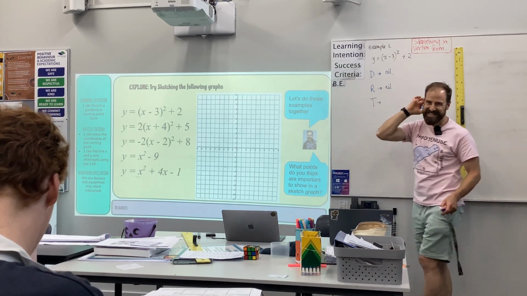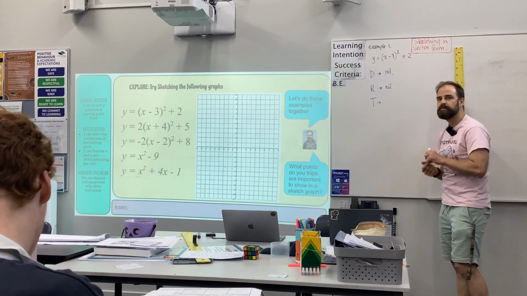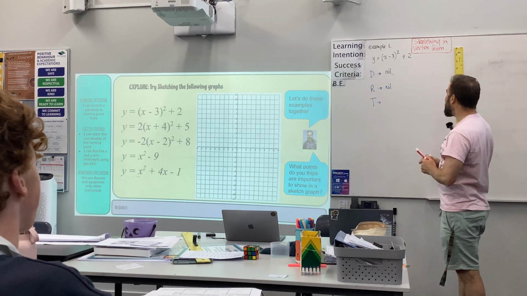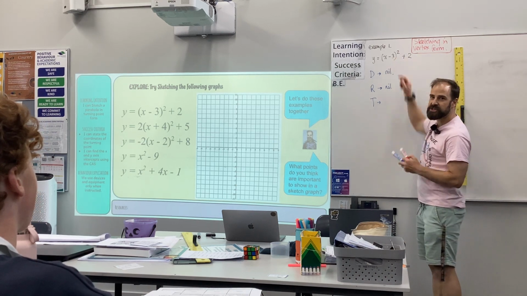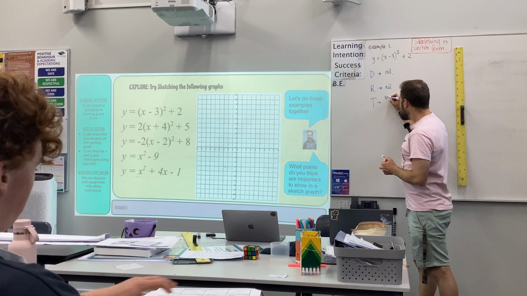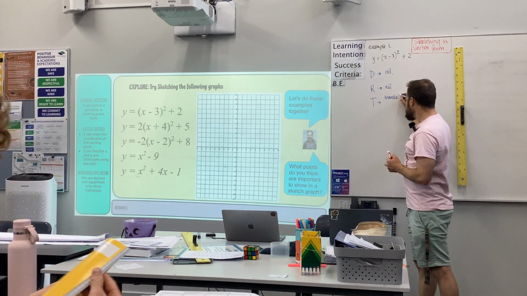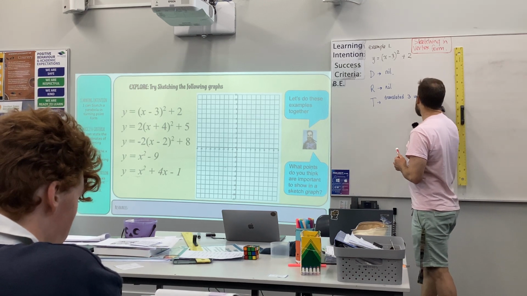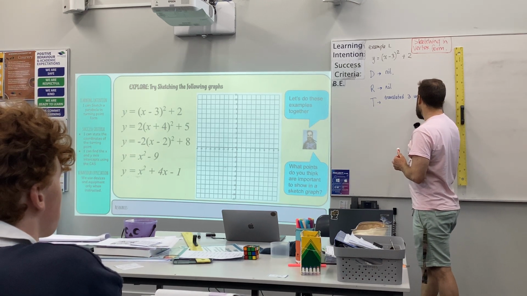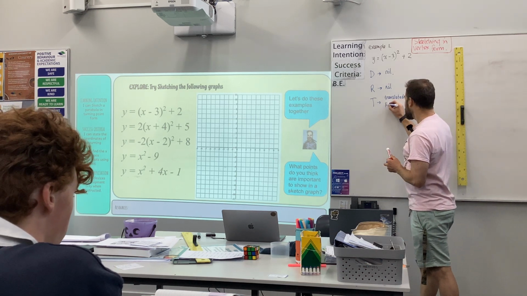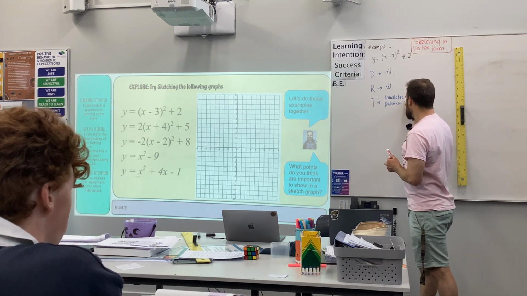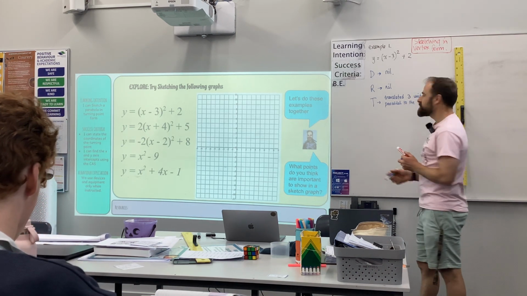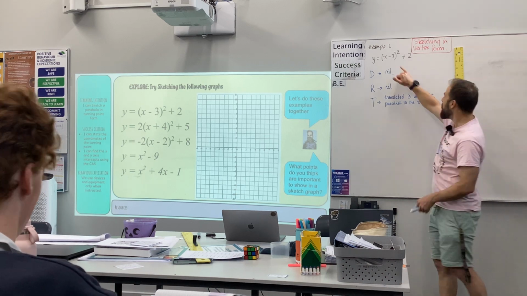Is there a translation? Yes, there's 2. What are those 2 translations? Let's start with H. Let's use the correct language. It is translated 3 units right parallel to the x-axis. It'll go right because my h value is 3.